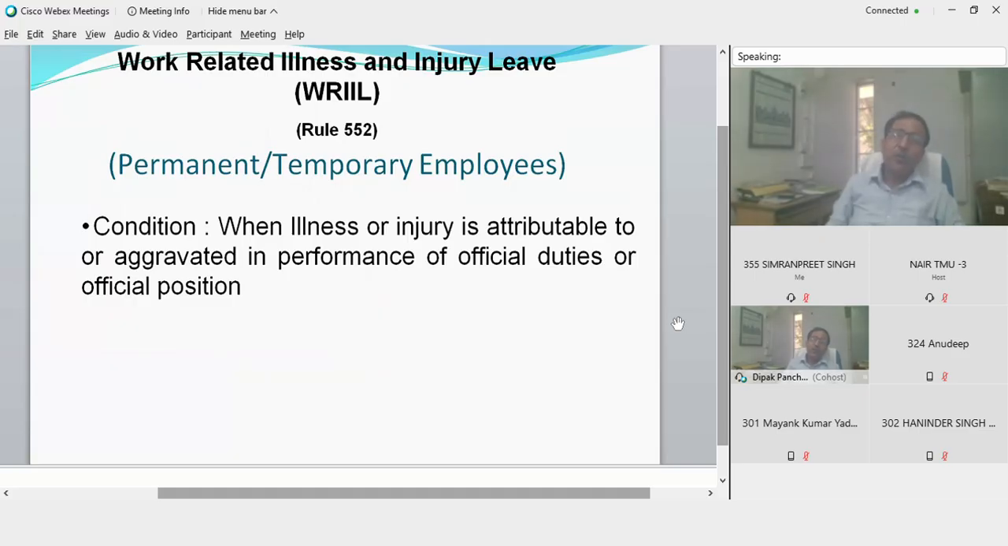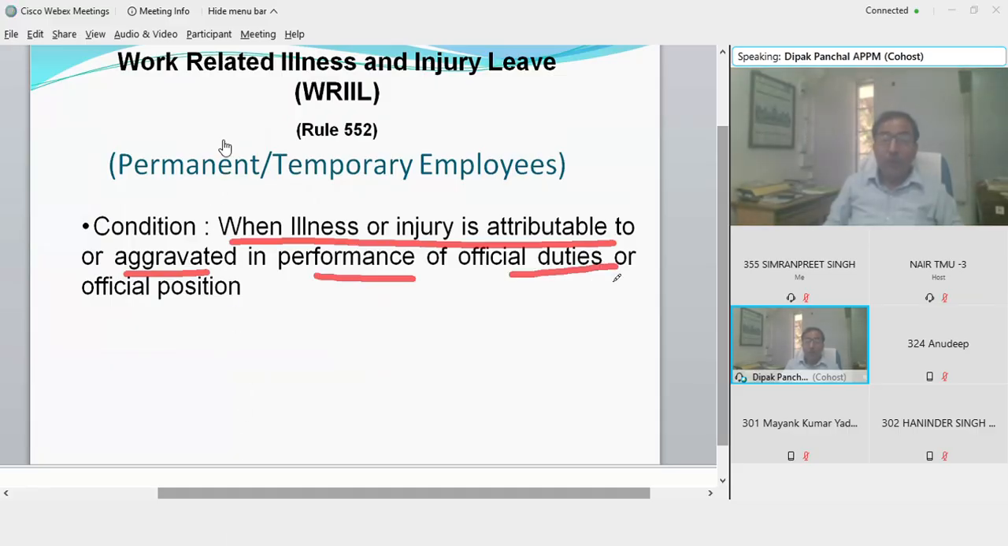The first and foremost condition for availing this leave is that the illness or injury is attributable to or is aggravated in performance of the official duties or official position. Why is this word used? Official position.